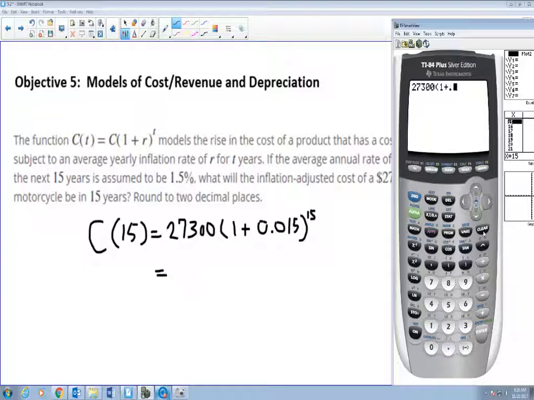1 plus 0.015 raised to the 15 power. So the same bike today is $27,000, and 15 years from now it is $34,131.34. Alright, so that's about inflation.